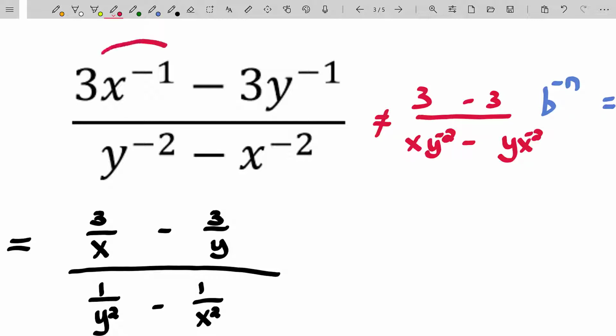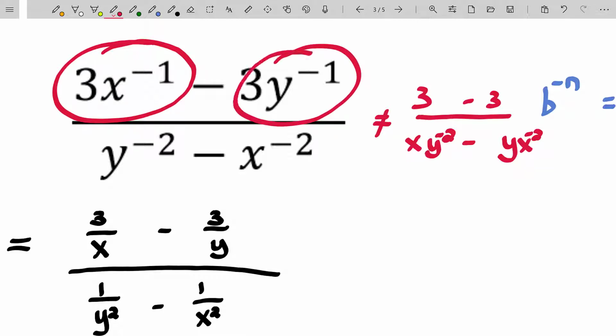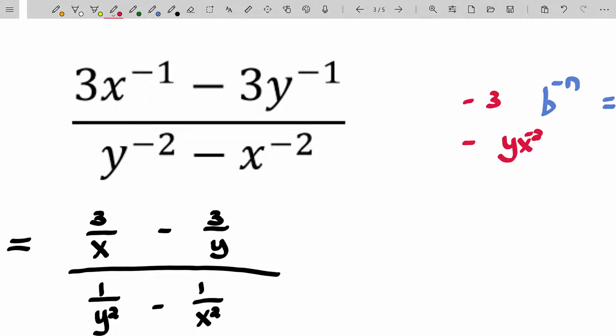So this statement right here is actually by itself just a 3 over x. This statement by itself is a 3 over y. It is not 3 minus 3 over x times something minus y times something. That is not true. That's just something that I've seen people do in the past. It's pretty terrible, so I'm going to get it off the screen because it completely does not make sense.